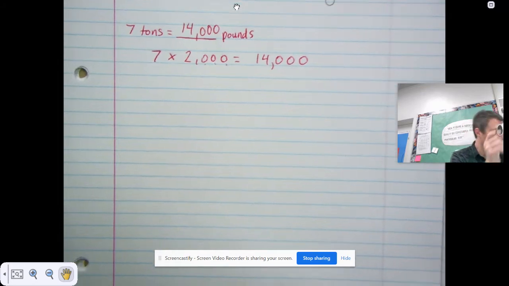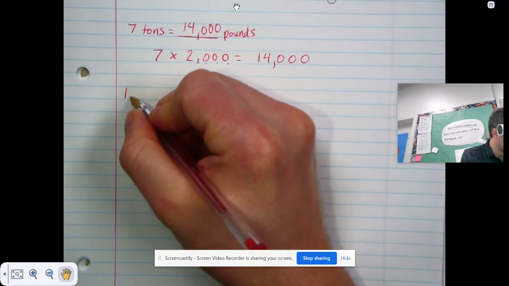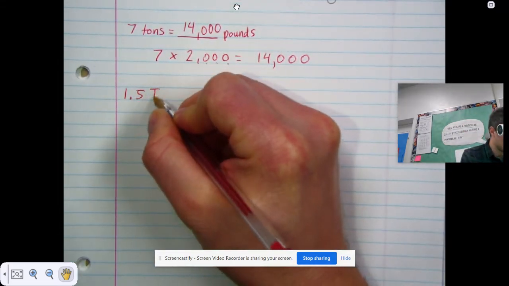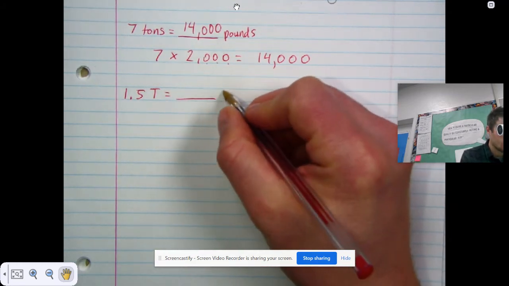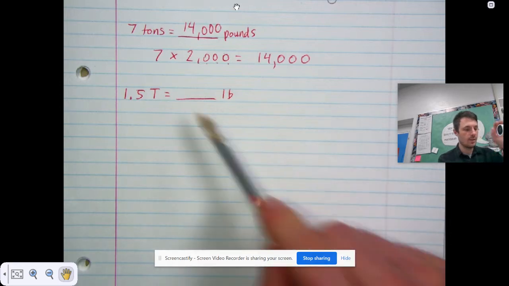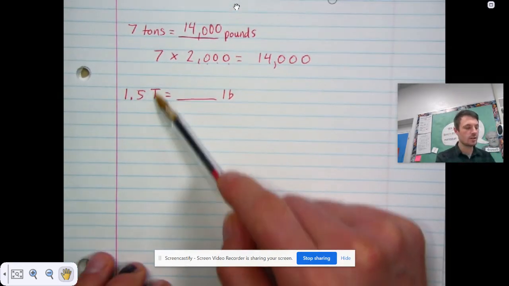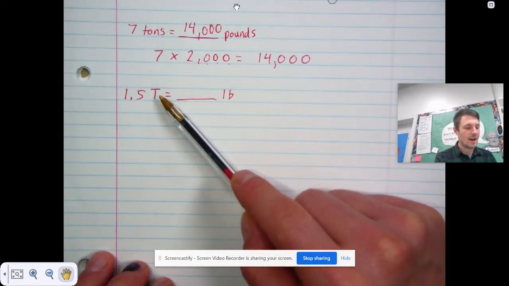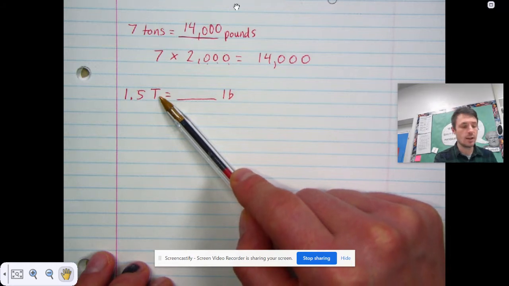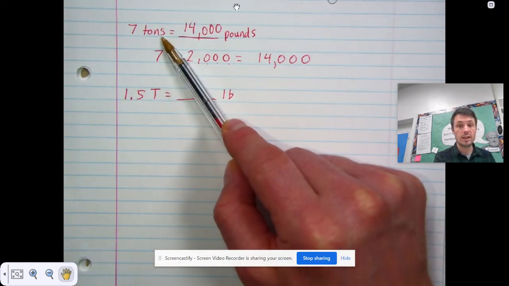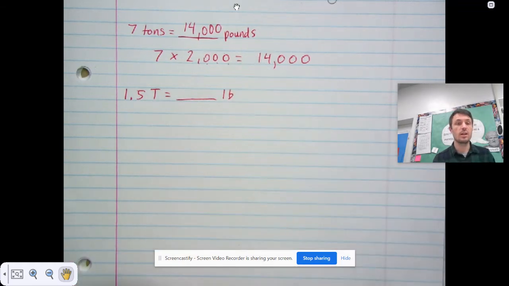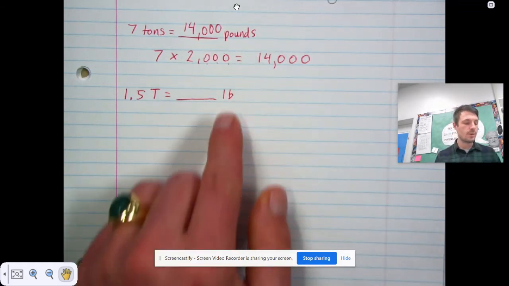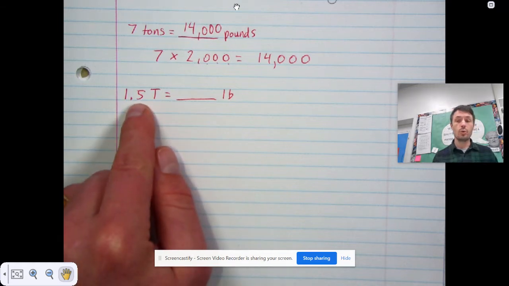Let's do another example. Let's say we have 1.5 tons equals how many pounds? Notice this time I used the abbreviation for tons. This time I spelled it out. Capital T is the abbreviation for tons, so it means the same thing. LB is the abbreviation for pounds, so it means the same thing. Now, how many pounds are in 1.5 tons?